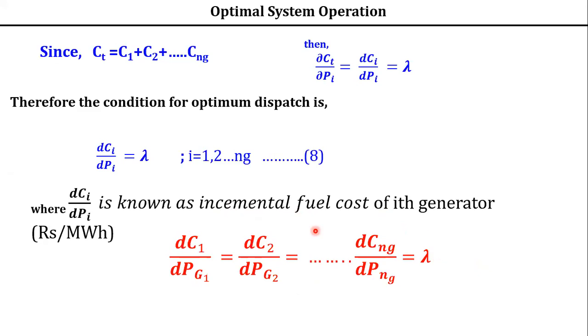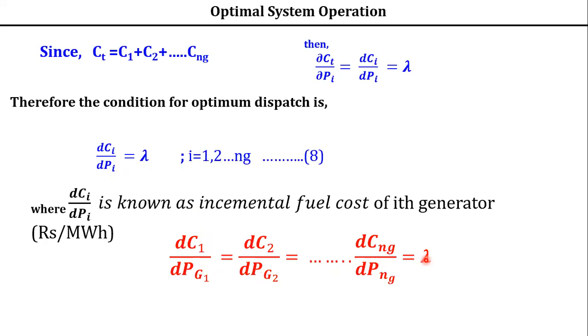This is the economic dispatch condition for optimal dispatch. What is the condition for optimal dispatch? This one only we have expanded. So this is the condition for optimal dispatch, neglecting losses and generator limits. Please remember that: neglecting generator limits as well as transmission losses, the condition for optimal dispatch is dCi by dPi is equal to lambda. That is nothing but, for individual generators, dC1 by dPG1 is equal to dC2 by dPG2, etc., is equal to lambda.